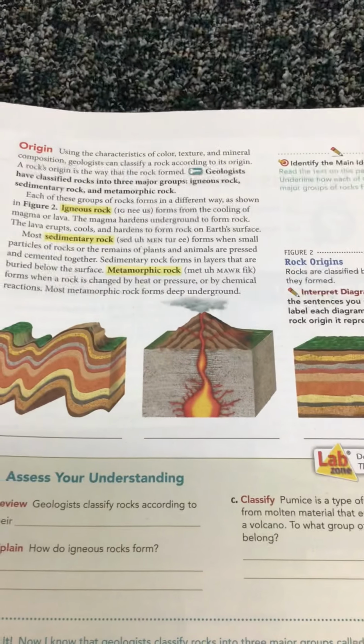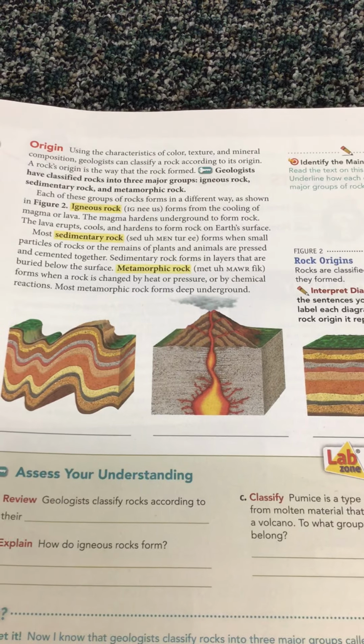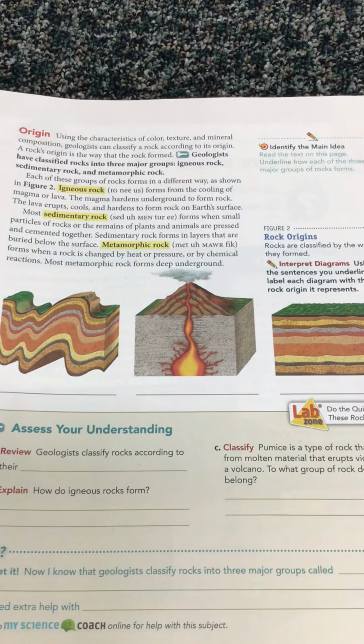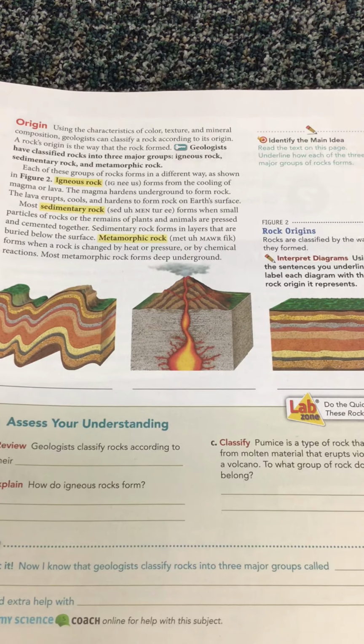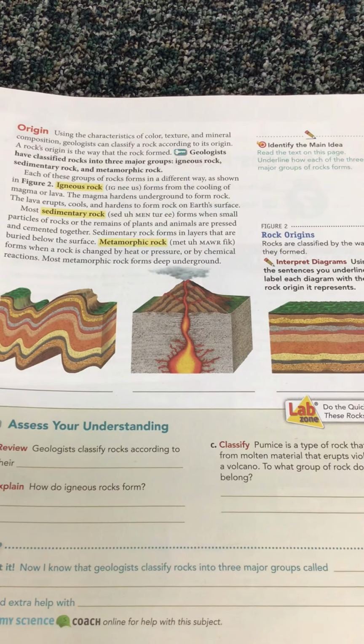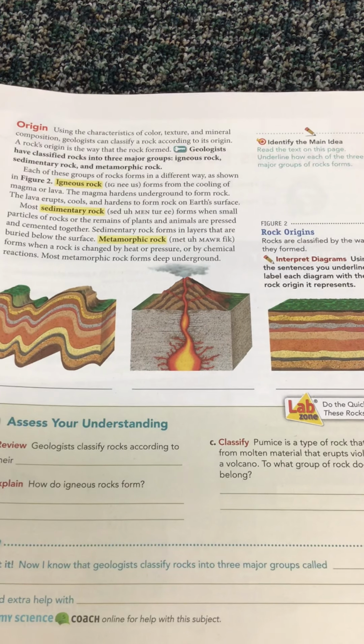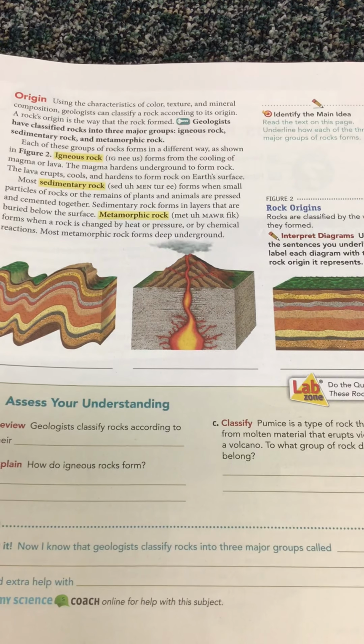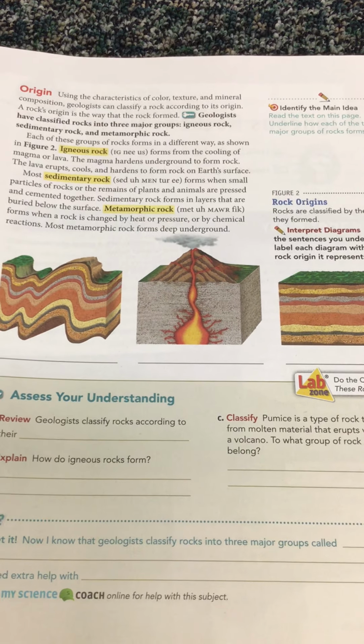And we will read about origin, and we will be finished. Using the characteristics of color, texture, and mineral composition, geologists can classify a rock according to its origin. A rock's origin is the way that the rock formed. Geologists have classified rocks into three major groups: igneous rocks, sedimentary rocks, and metamorphic rocks. Each of these groups of rocks has formed in different ways.